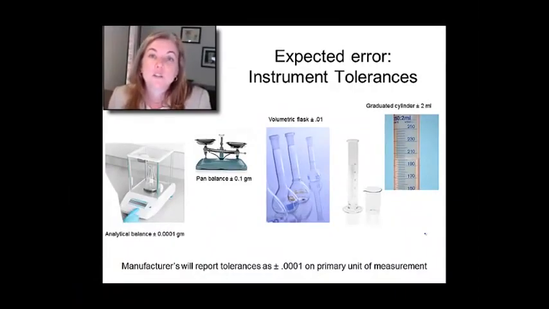So understanding the instrument tolerances is really important for understanding what error you're going to get out of a certain procedure. And you can almost always find that for really conventional analytical glassware, any chemical glassware, balances, the kinds of things you'd find in a lab.